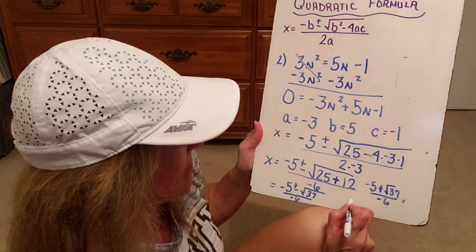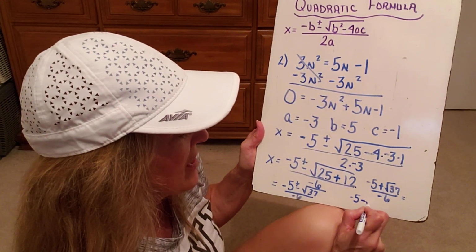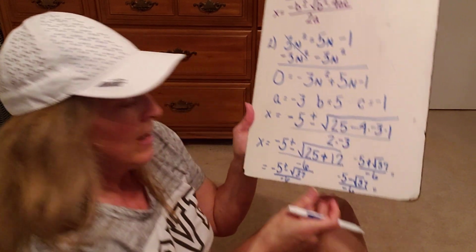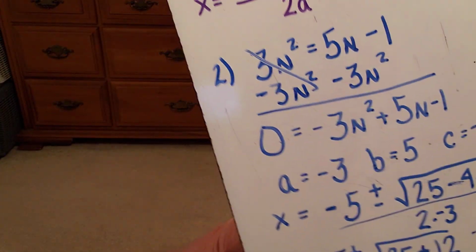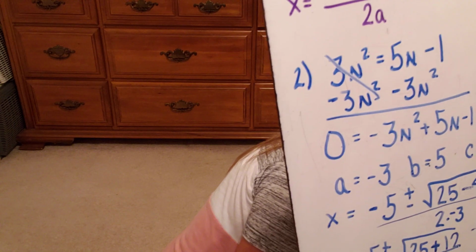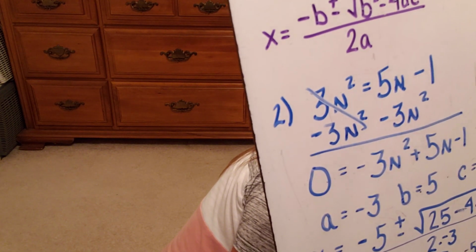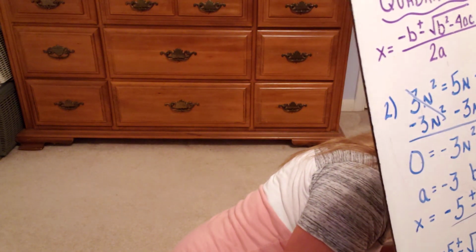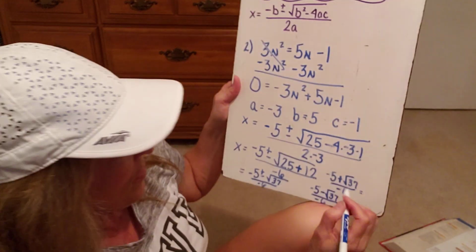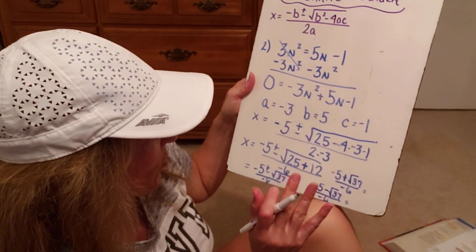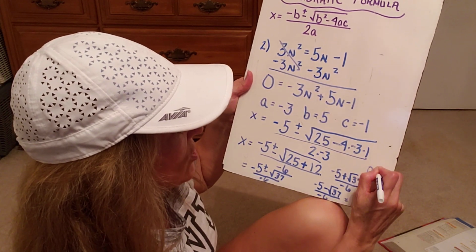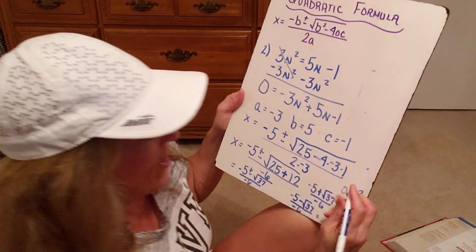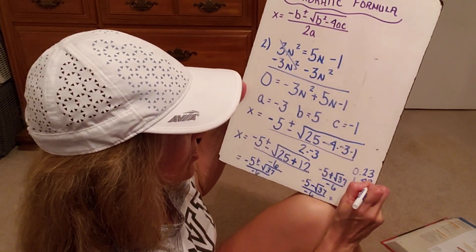Great. Way to go, Mrs. Johnson. And then we've got negative 5 minus the square root of 37. And then go ahead and take that and divide it by negative 6. I know it's written over here because this was one of, oh my goodness, how ridiculous is it? There it is. 0.23 and 1.43. I think this one ends up being, oh, I can't remember which is which, but one of them is 0.23 and the other one becomes 1.43.